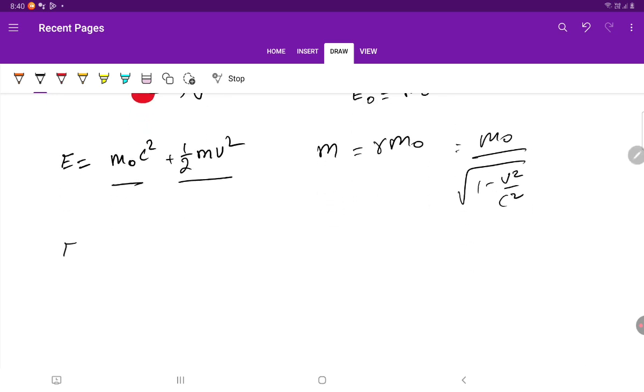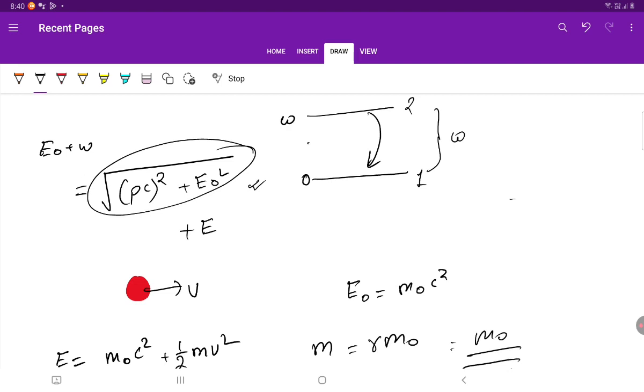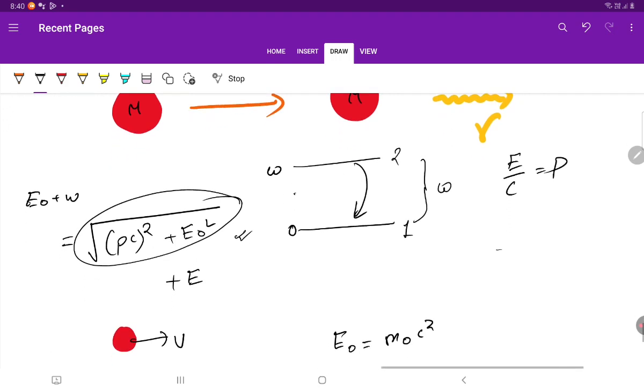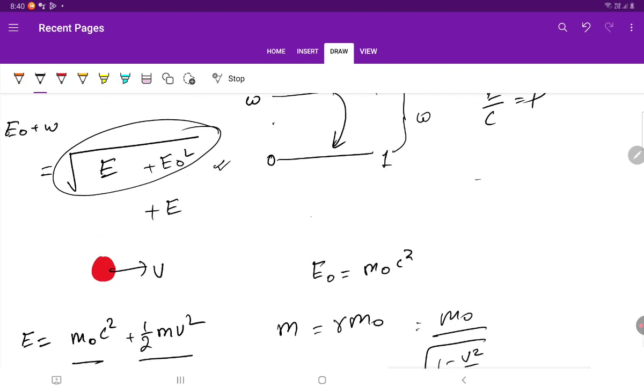Now, if velocities are relativistic, you write energy to be (m naught c square) whole square plus (p into c) whole square, where p is the momentum of the particle, c is the light speed, and this is the energy of the particle. So that's what we have written here, and Pc, that is basically momentum, is given as E by c is equal to p. So Pc can be written as E, and we can finally substitute E in this case. Hence I can say that the width, that is the gap between the two states, is given as under root E square plus E naught square plus E minus E naught, right?